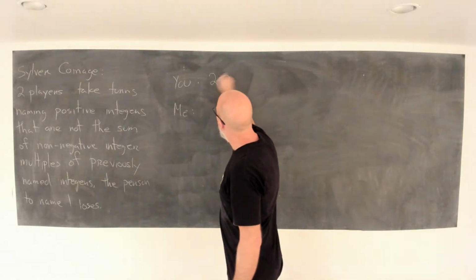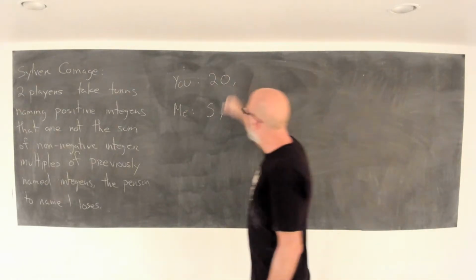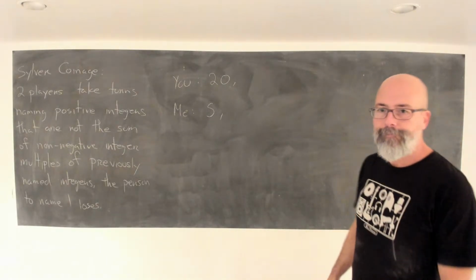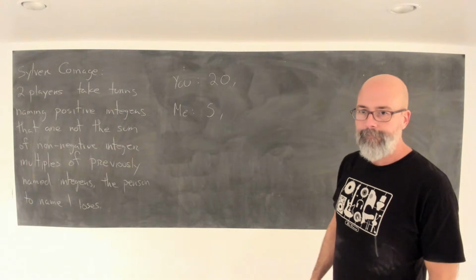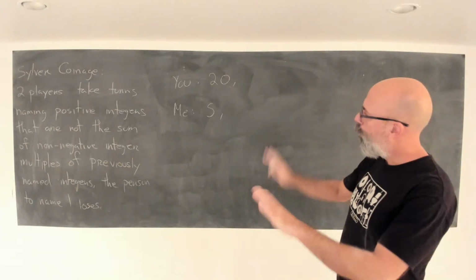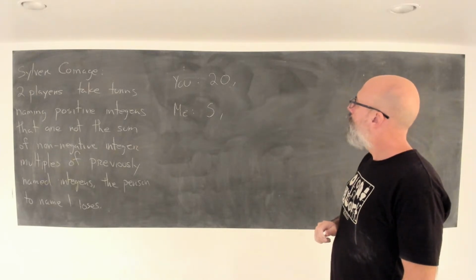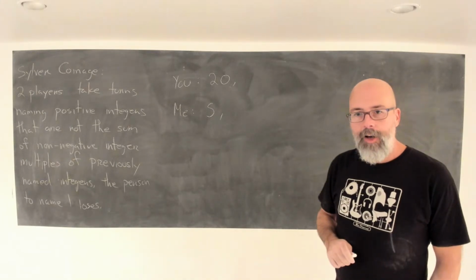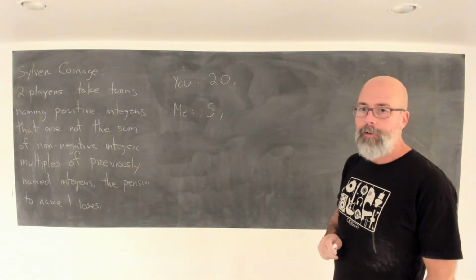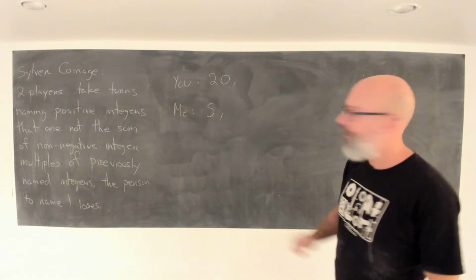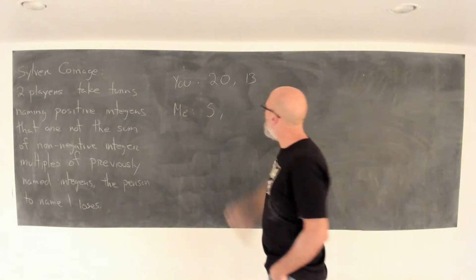Lilia starting with 20. I will counter with a 5. So you understand that every number except multiples of 5 are still open to you, right? Everything except 5, 10, 15, 20, 25, and so on. 13.